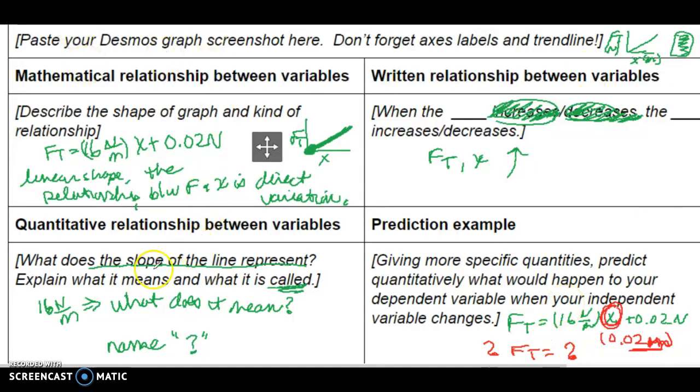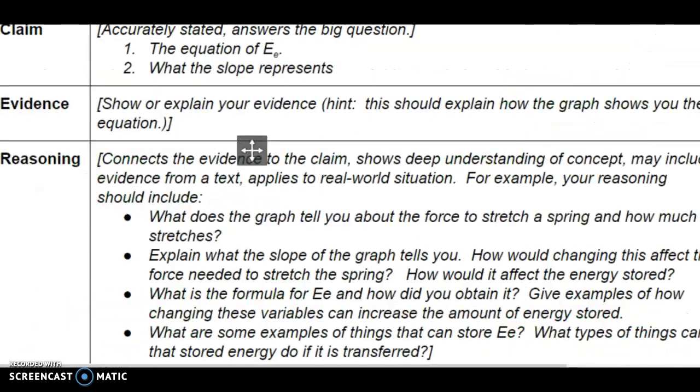Let me try to get the CERs. So this one, again, in talks with kids after school, we think maybe the question wasn't right. Maybe we should have said something like, what factors affect the elastic potential energy? So just do your best with this because we're learning this too.